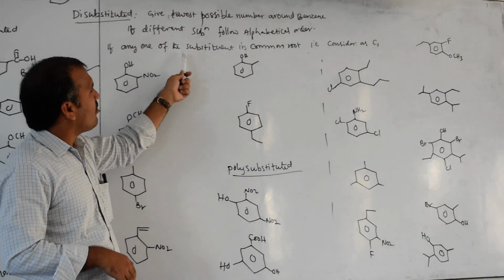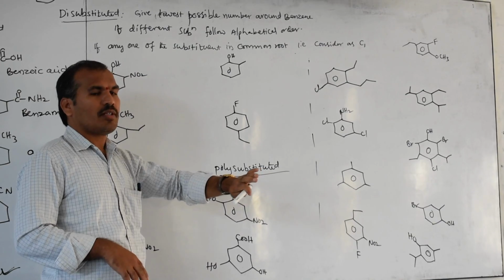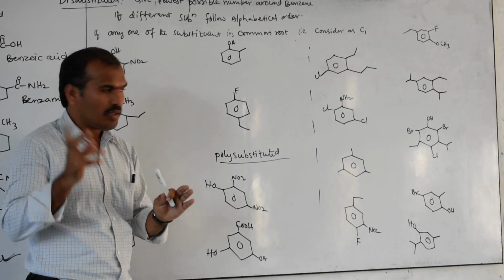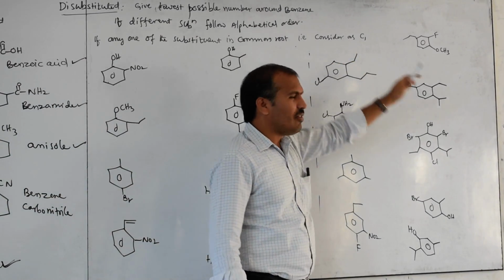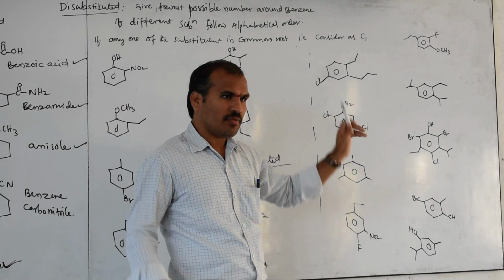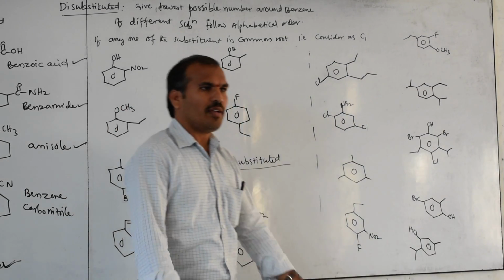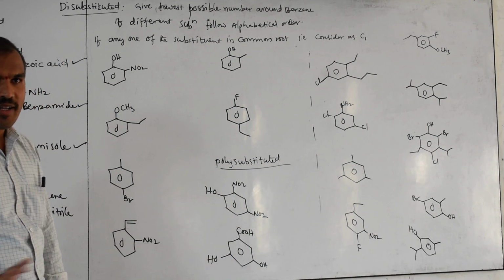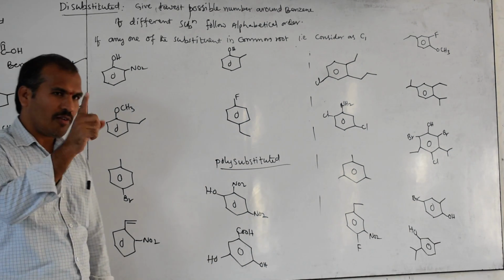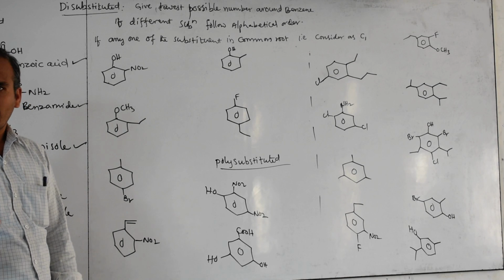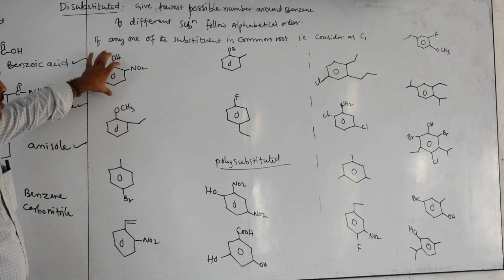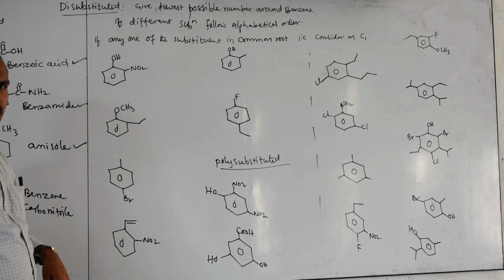If any one of the substituents is in the common root, meaning the parent root word, then that is considered as C1, irrespective of any other. So don't follow alphabetical order there. Irrespective of that, it should always get the first number. Is this clear? Now, what is the name of this compound?